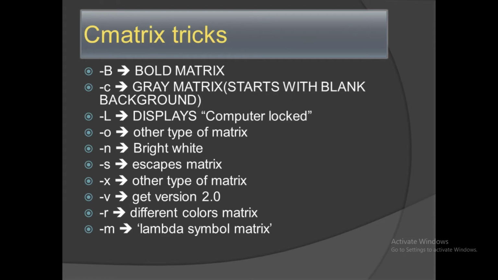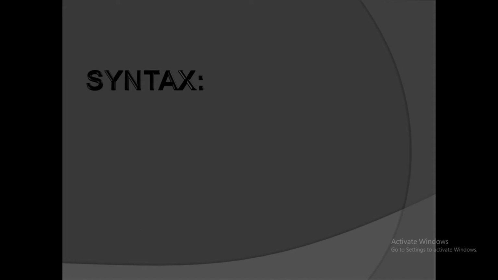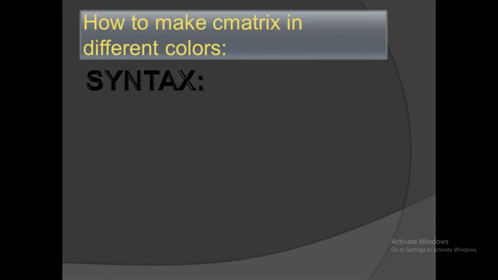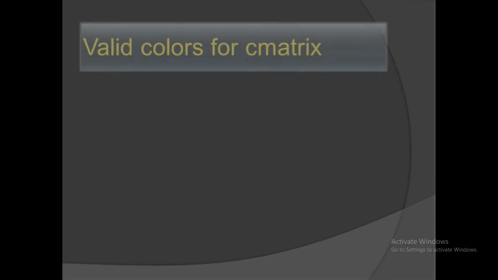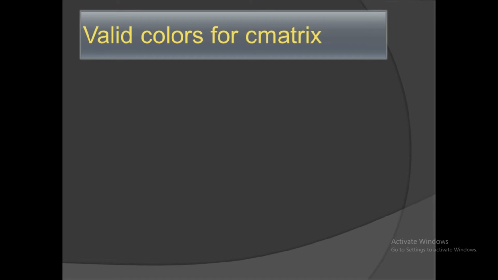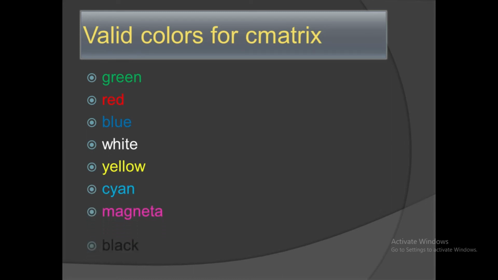Maybe all our tricks are done, I think so. But Cmatrix can be declared in different unique colors. So this is the syntax for accessing the Cmatrix colors, which is cmatrix -C, then which color you want to type. But the twist is there are some valid colors for Cmatrix, which are green, red, blue, white, yellow, cyan. Cyan is in the family of blue. Then magenta and black. Now I'm going to give a demo with some colors. The other colors you must try out and comment how amazing it is.